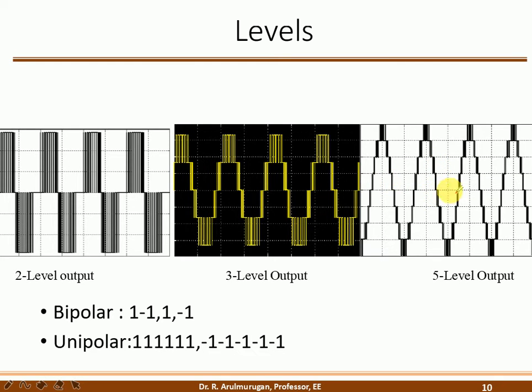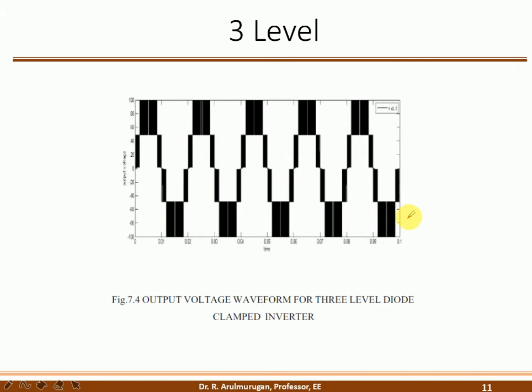Normally the level is selected as a single base only. After that, the multi-level inverter is used with 3 level or 5 level, odd numbers, and they increase from there.